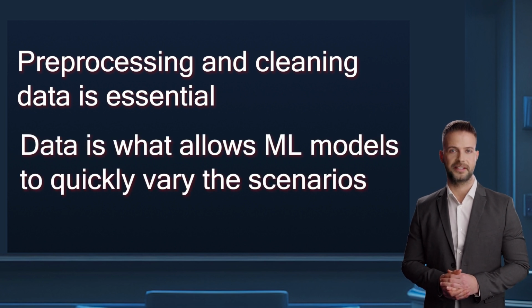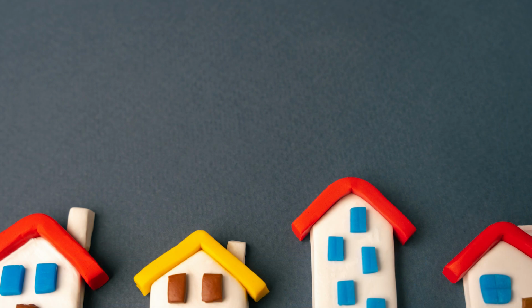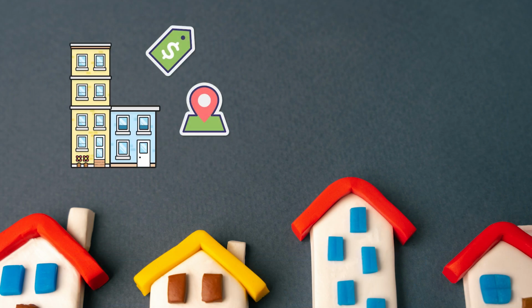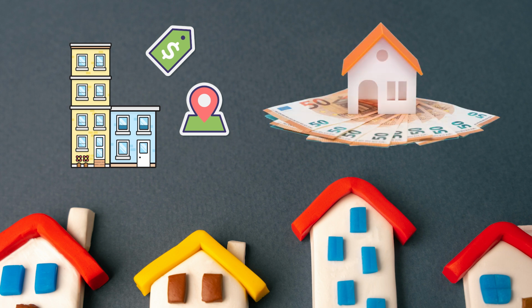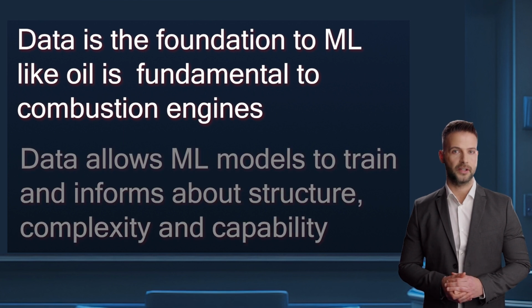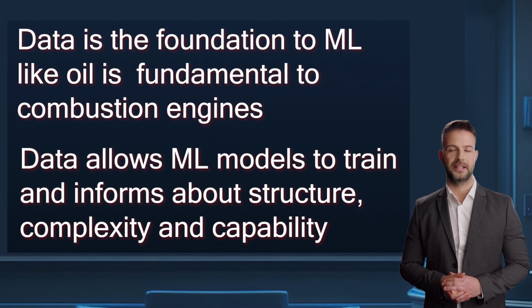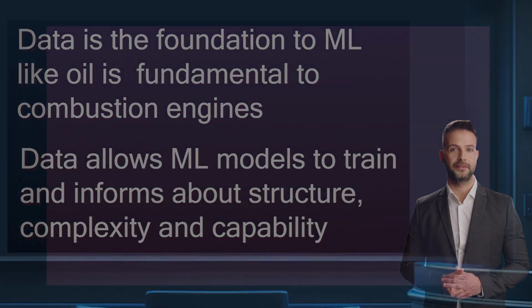Additionally, data allows us to explore different scenarios and variations. For example, consider a model predicting house prices. The more varied data we provide, different house sizes, locations, market trends, the better our model can understand the factors affecting house prices. So, in summary, data is the foundation of machine learning. It's essential not only for training models, but also for making informed decisions about their structure, complexity, and capabilities. Understanding the nuances of data is the first step in becoming proficient in machine learning.